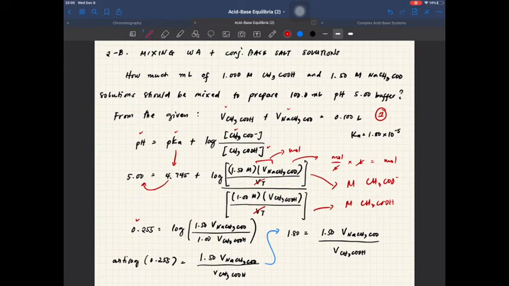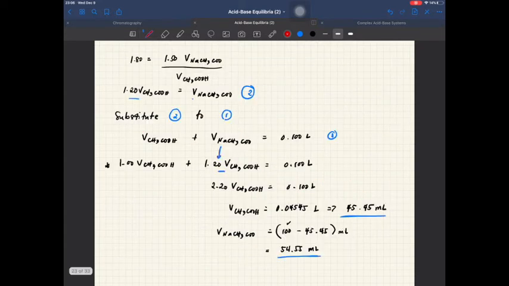And after that, we get a value: the antilog of 0.255 is equal to 1.80, and that is equal to 1.5 times the volume of sodium acetate over the volume of acetic acid. Finally, evaluating this expression, we get 1.20 times the volume of acetic acid is equal to the volume of sodium acetate. So this one is our equation number 2.